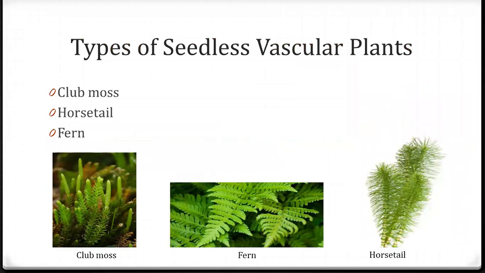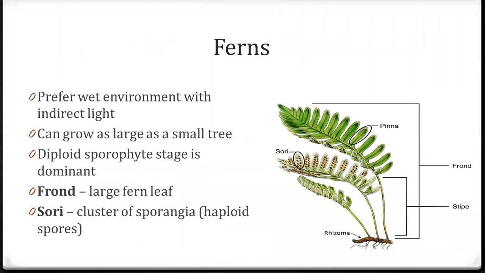Okay, there are 3 types of seedless vascular plants, or these are the types we're going to talk about: the club moss, the horsetail, and the fern. Okay, so ferns in particular prefer wet environments with indirect light. They can grow as large as a small tree.